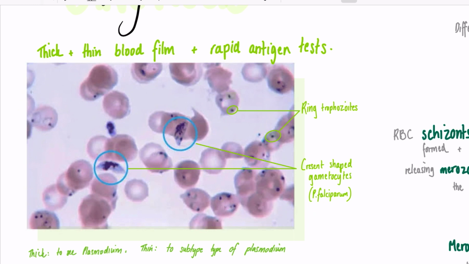So here we have an example of Plasmodium falciparum, because that is the most severe one. What you're going to see are things like ring trophozoites and crescent-shaped gametocytes. And remember, trophozoites are the form that are found in the red blood cell, and gametocytes are the sexual form that are usually taken up by mosquitoes when they suck your blood.